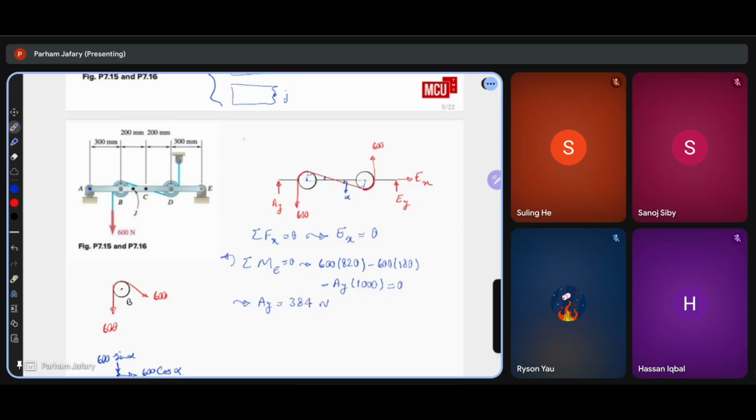If E was like this, then it would have had a moment as well, okay? If it was mounted inside a wall or something, without the pin. X, Y, and a moment.